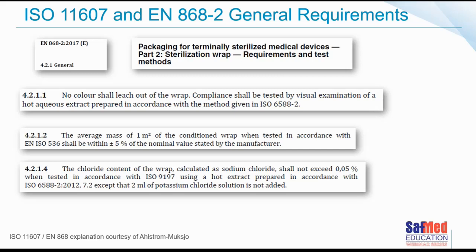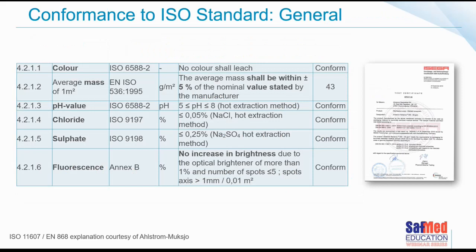Another important aspect is the chloride content of wrap. Again, that should not exceed a specified amount, and the standard will define how that testing is done. These are general aspects: the color, the average mass, the pH value, the chloride, the sulfite, the fluorescence. And your supplier must be able to provide you with certification that the materials you're purchasing comply with the required outcomes. Of course, it's always useful if that testing has been done in an independent laboratory facility and not just by the manufacturer themselves.